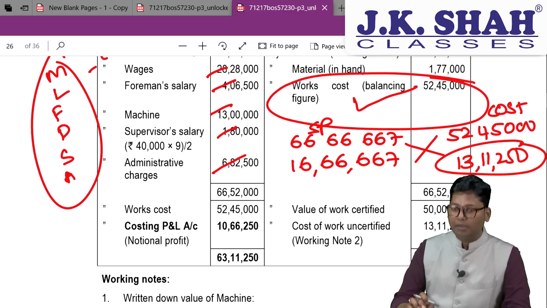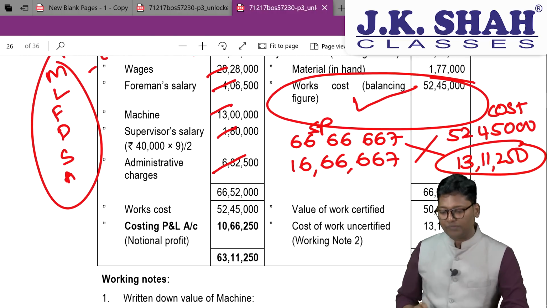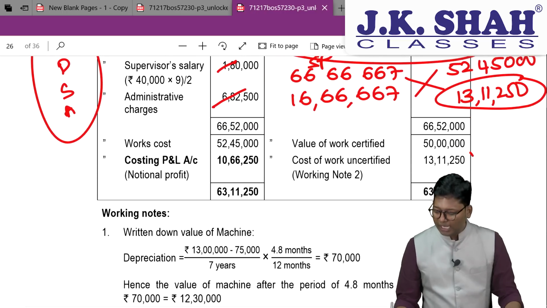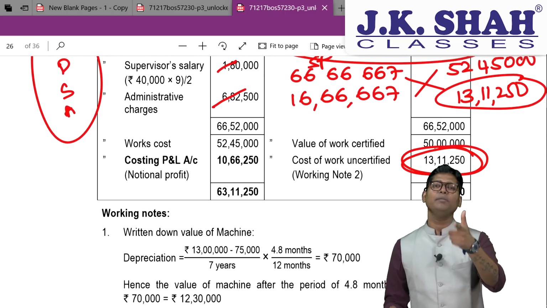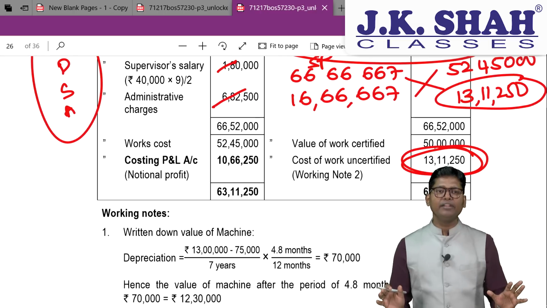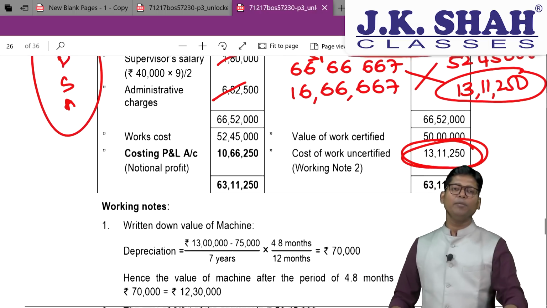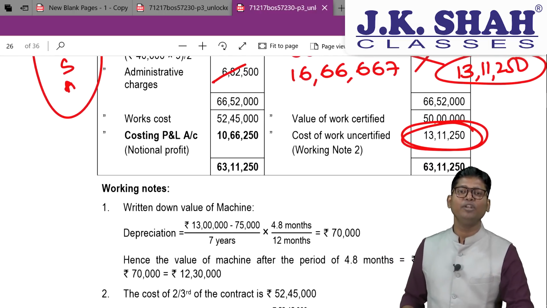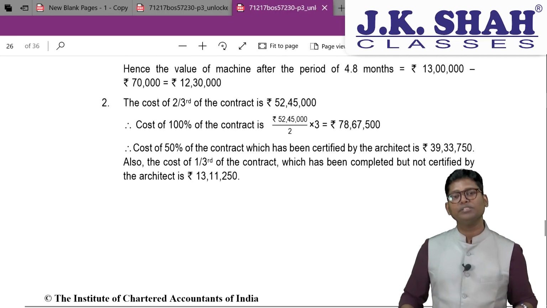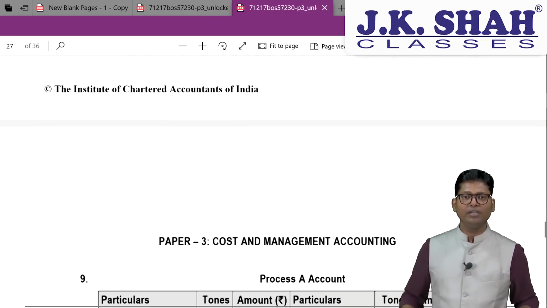16,66,667 multiply by, first divide, otherwise the calculator will show an error. 66,66,667 multiply by 52,45,000. This will give you 13,11,250 as work uncertified cost, and this was the very important point of this calculation. The entire sum has been discussed, only posting related questions remain, and one of the great and important points of this question is 13,11,250, which has been computed, and the entire contract account has been prepared. So this one is a very important discussion.